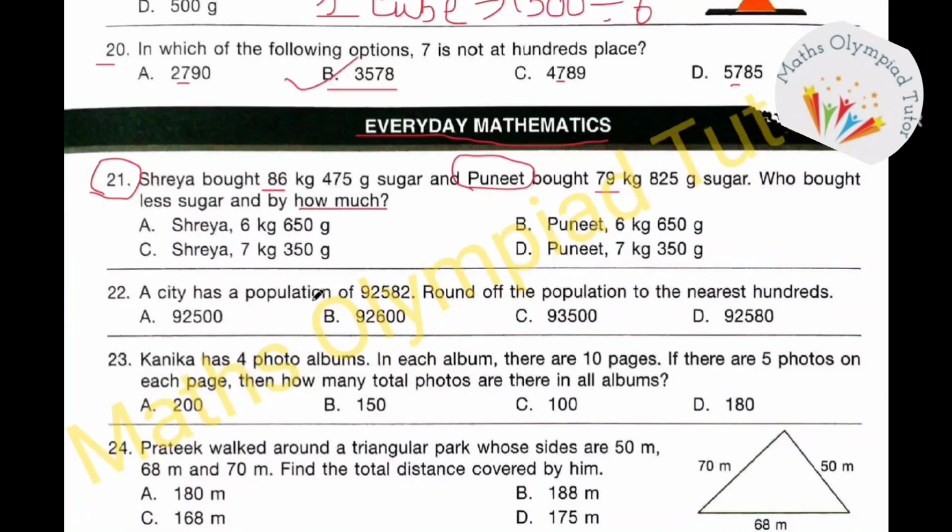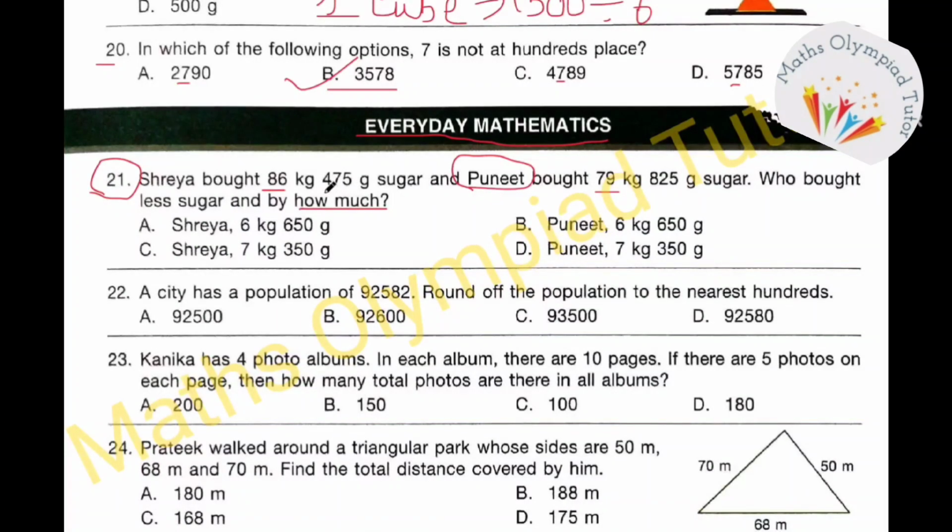So to calculate this we need to subtract the two quantities. So 86 kg 475 gram and 79 kg 825 gram, these two quantities we have to subtract. Whenever the question asks by how much it is less or by how much it is more, this means we have to subtract. The only thing that we must keep in our mind is the units part. The quantities, when their units are involved, must be in the same unit, only then we can add or subtract them. So here kilogram can be subtracted from kilogram only.